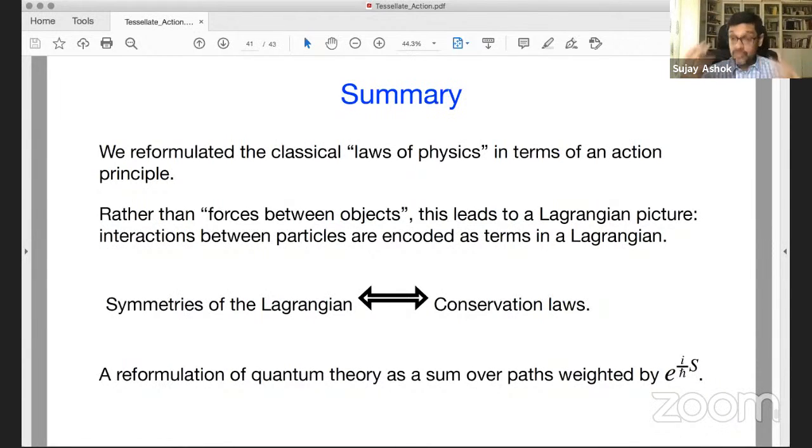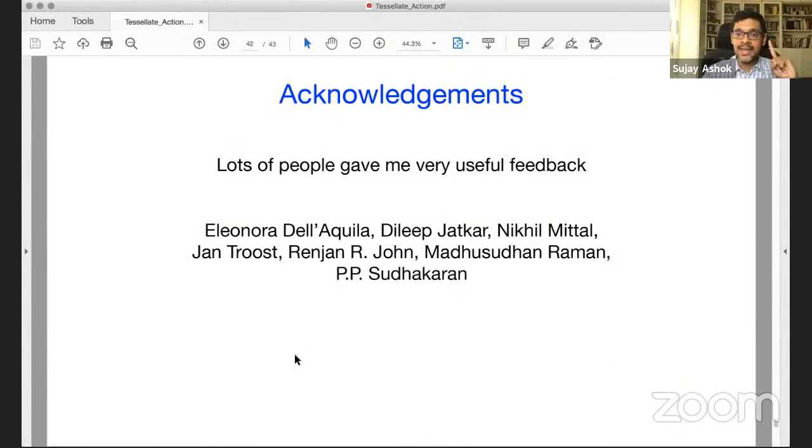And it's a very powerful reformulation because of the fact that we have Noether's theorem, that you can implement all the symmetries of your problem directly at the level of the action. And not only is this useful at the classical level, it's also very useful at the quantum mechanical level.